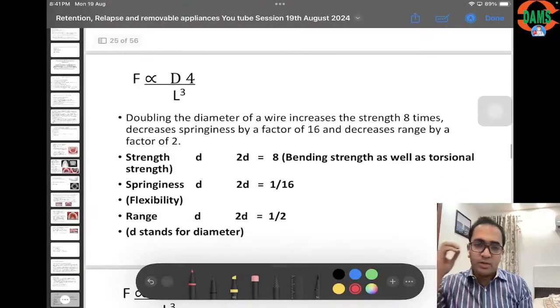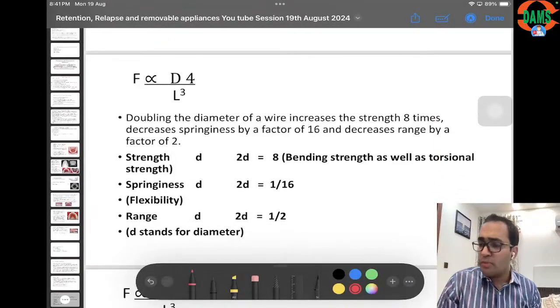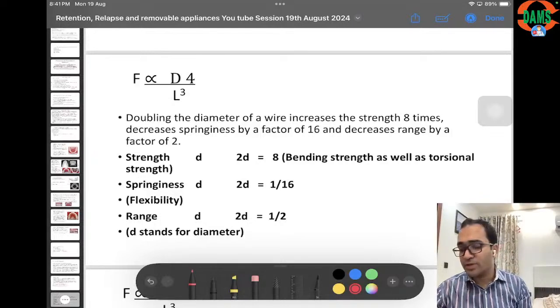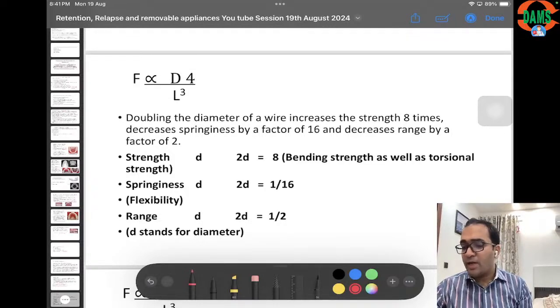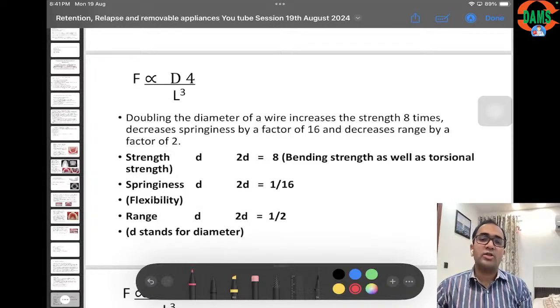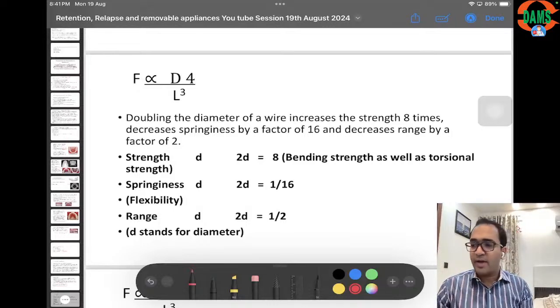Next come the two most important slides, because a number of questions are formed from them. This is the formula: force is directly proportional to the fourth power of the diameter of the wire and inversely proportional to the cube of the length of the wire. So how do we vary this? If we double the diameter of the wire, it increases the strength by 8 times, decreases the springiness by a factor of 16, and decreases the range by a factor of 2.